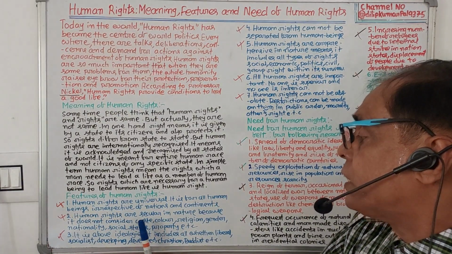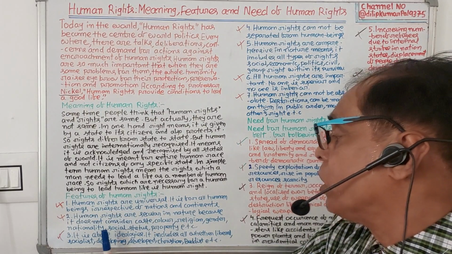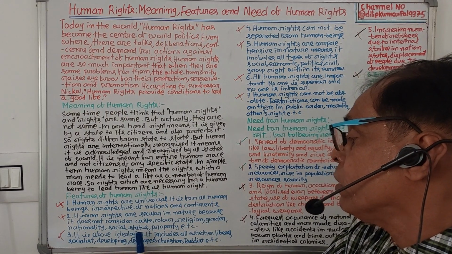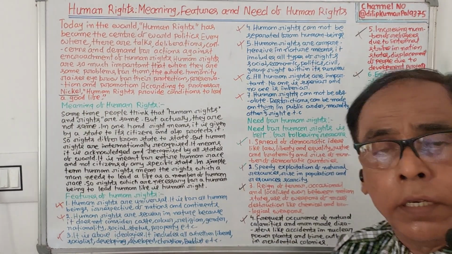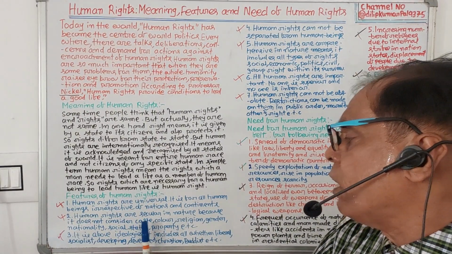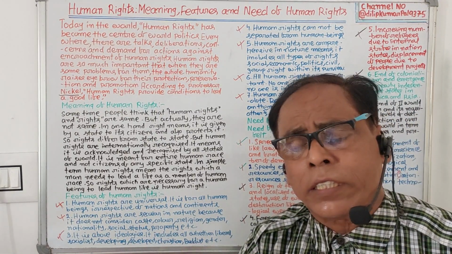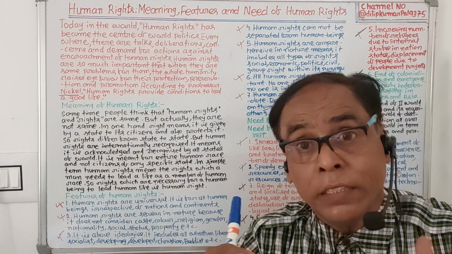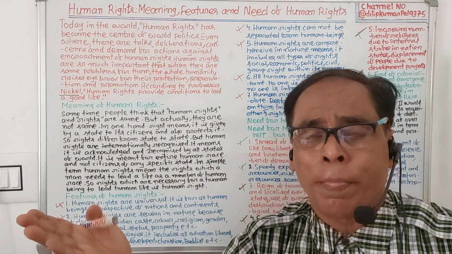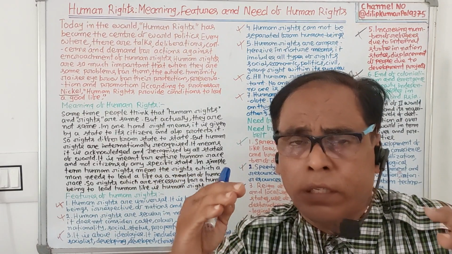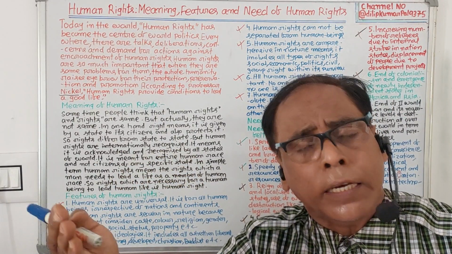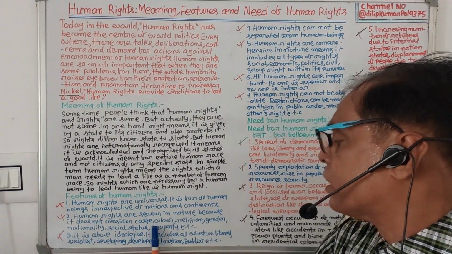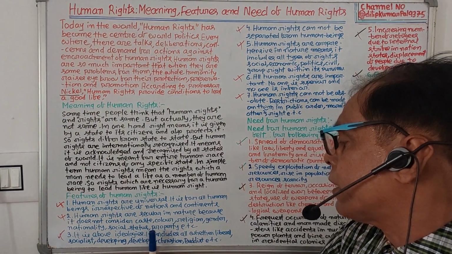Number two, human rights are secular in nature because they do not consider caste, color, religion, gender, nationality, social status, or property. They do not support any religion or any race.